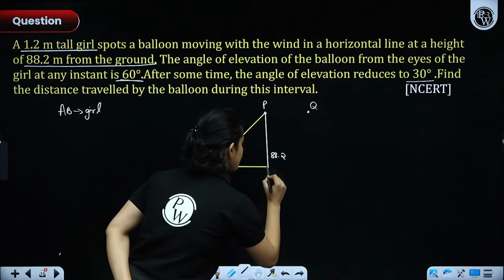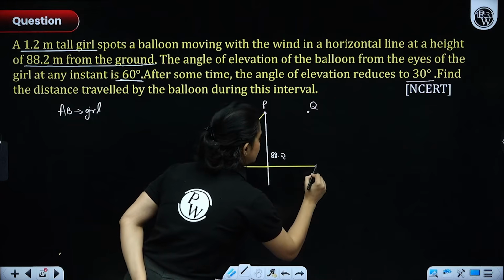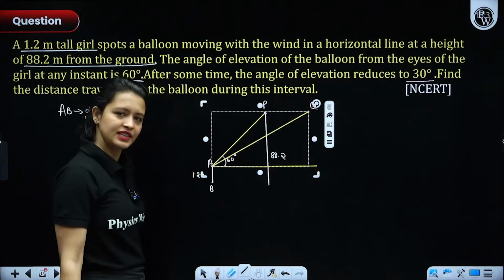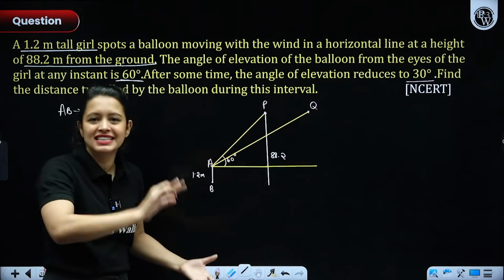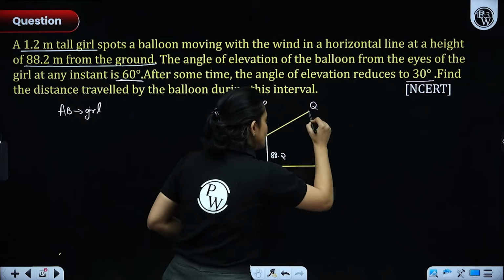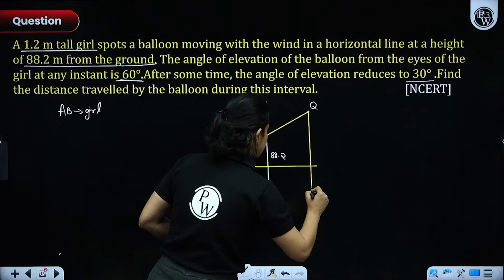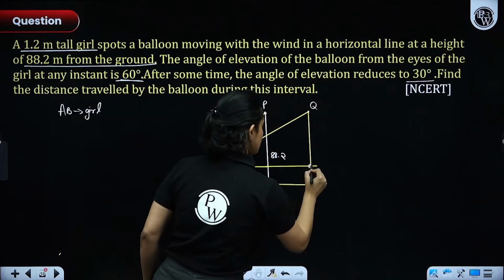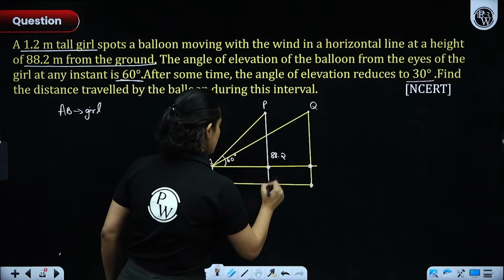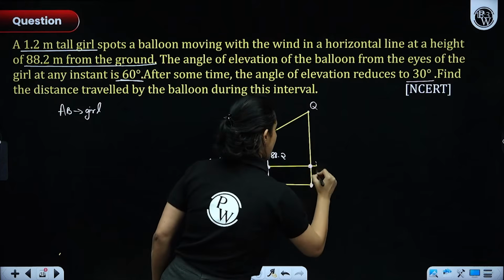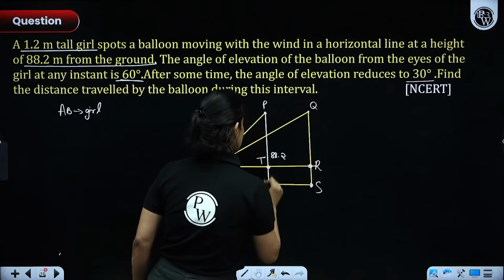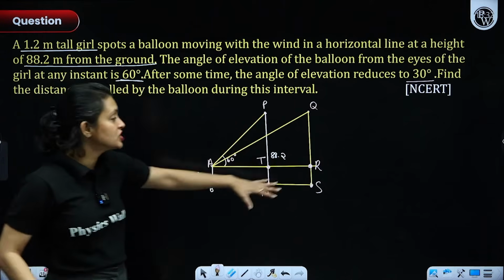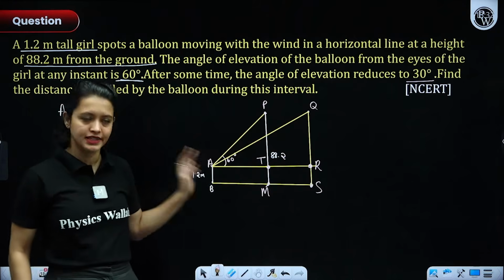Wait, let me make this again. This is better. Okay. Now what would be the line of sight? The line of sight would look something like this. Now let's complete this entire diagram. To complete the diagram, I will just draw this line segment here. This is my ground, everyone. And now all these points we will mark. Let's just suppose this is R, this is S, this is T, this is M. So we have made this entire diagram. At the end, you will just make triangles or just complete the diagram.